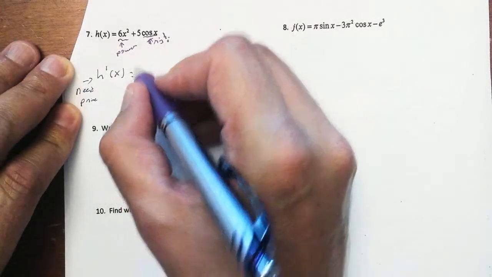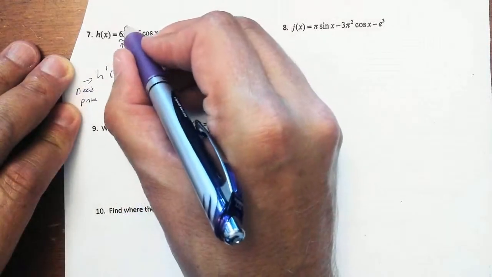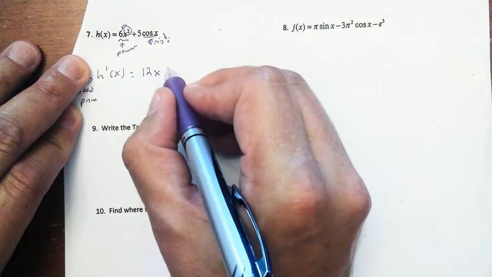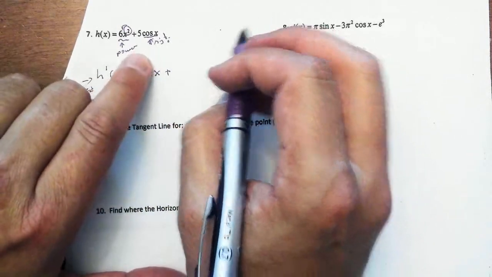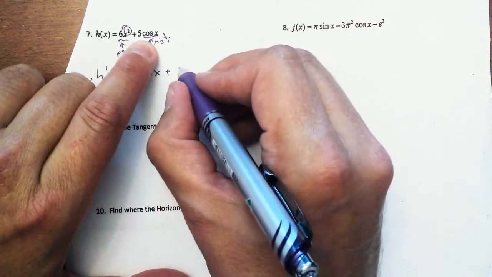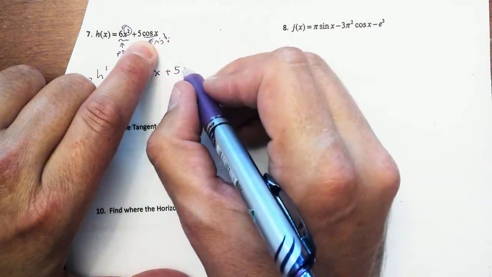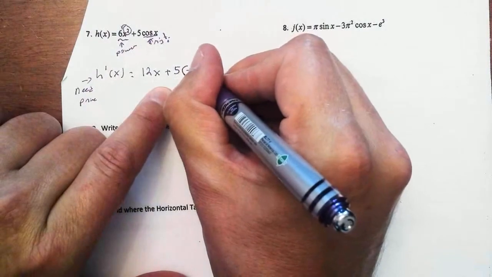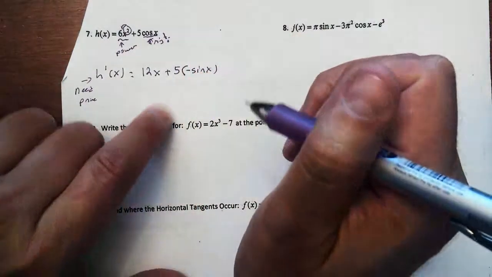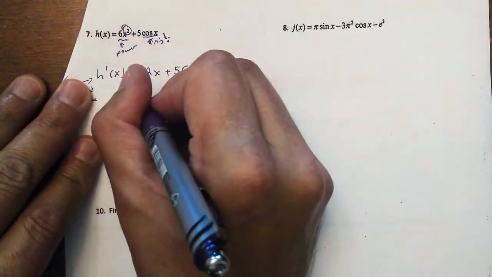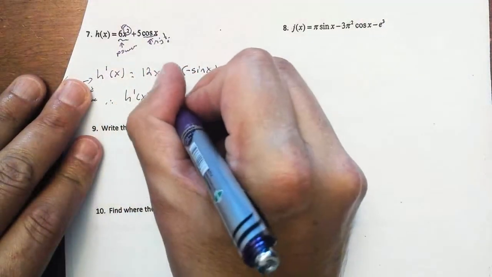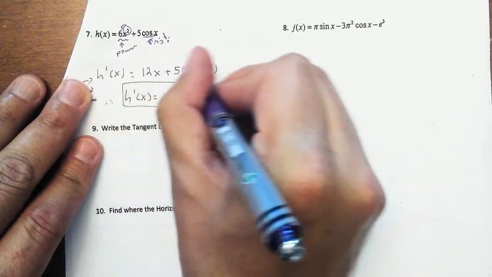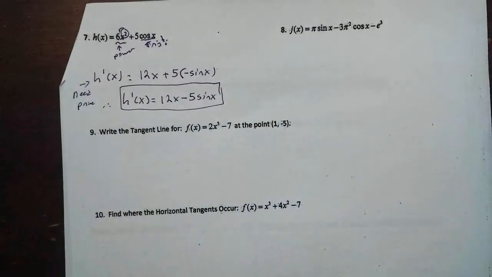Now, over here, if my rule said I'm going to drop my power, we already know what this is going to become, 12x, plus, but when doing the cosine, leave the 5 alone. Really just take the derivative of cosine, and you might recall from before that this is negative sine of x. So therefore I'm going to write out my whole derivative, h prime of x equals 12x minus 5 sine of x. Now this assignment is not very hard to do.